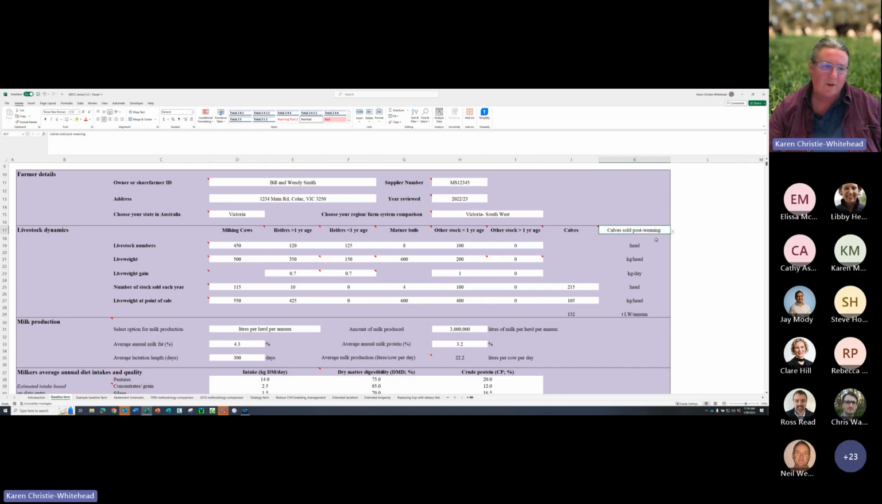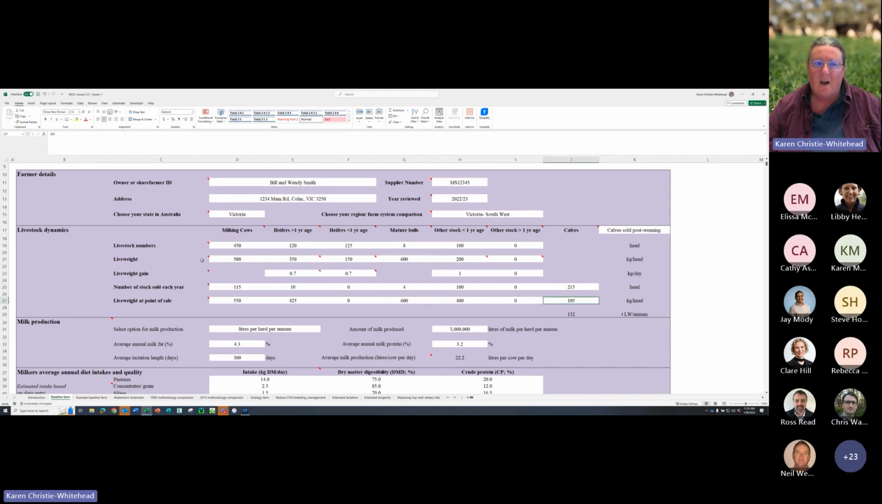So you might take them through to 100 or 110 kilos and then sell them on to another farm, and they leave your farm business. They leave your carbon footprint, they leave your farm boundary. So what we're asking is, of those 450 cows that calved, we retained 125 as replacement heifers, and we sold 215 calves post-weaning at 105 kilos.